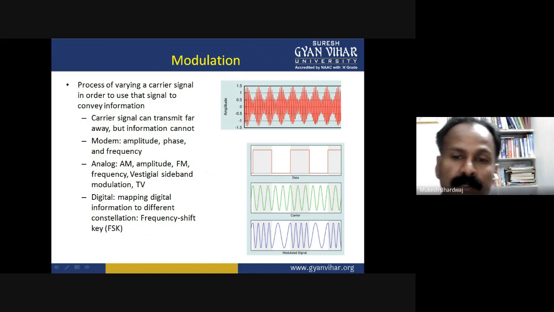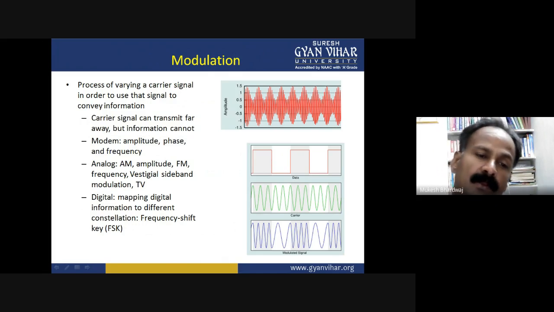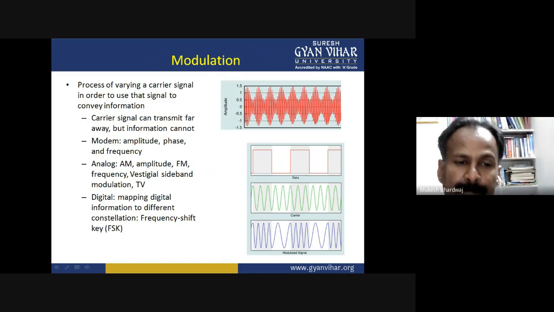So, according to the carrier signal, we are going to modulate the original signal, and the modulation is based on amplitude modulation, phase modulation, or frequency modulation. In analog: amplitude modulation AM, frequency modulation FM, vestigial sideband modulation. Digital: mapping digital information to different constellations, frequency shift keying, QPSK, FSK, PSK.